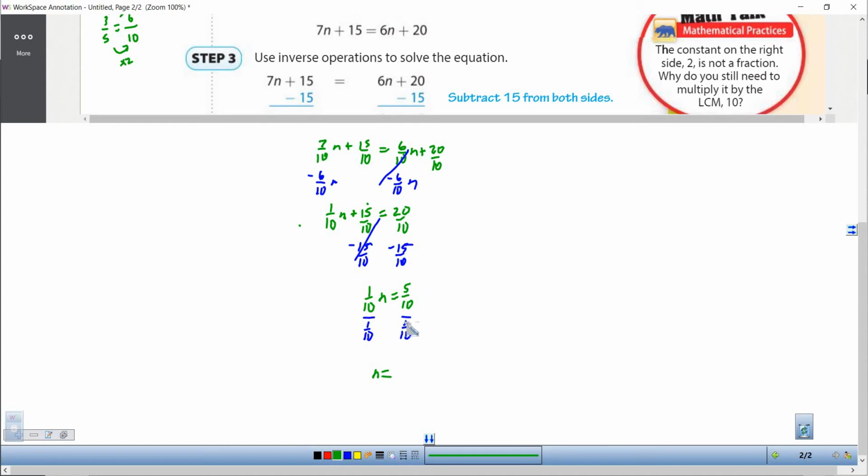All right, and 5/10 divided by 1/10 is going to be 5. If you didn't know that, remember dividing by a fraction is the same as multiplying by its reciprocal. So 5/10 divided by 1/10 is equivalent to 5/10 times 10 over 1. Those 10s cancel and you get 5. Okay, so that is a perfectly acceptable way to do it.